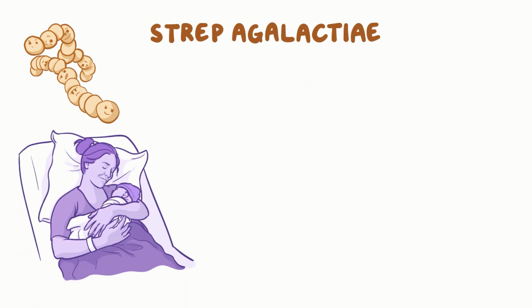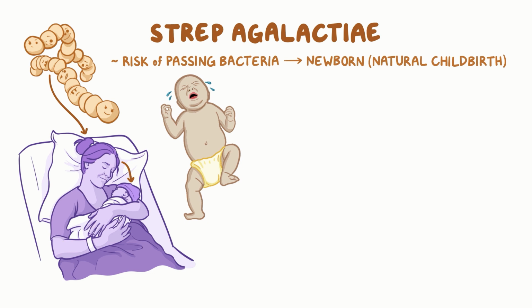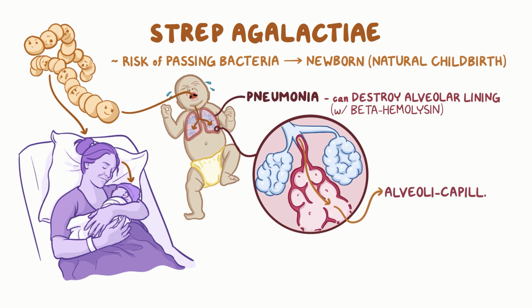In pregnant females who are colonized with Strep agalactiae, there's also a risk that they'll pass the bacteria to the newborn during natural childbirth. In newborns, Strep agalactiae is most likely to go down their airways, descend down the respiratory tracts right into the lungs. This can cause inflammation of the lung tissue, or pneumonia. Occasionally, Strep agalactiae can destroy the baby's alveolar lining with their beta-hemolysin, and break through the alveoli capillary wall to get straight into the bloodstream, what's known as bacteremia.